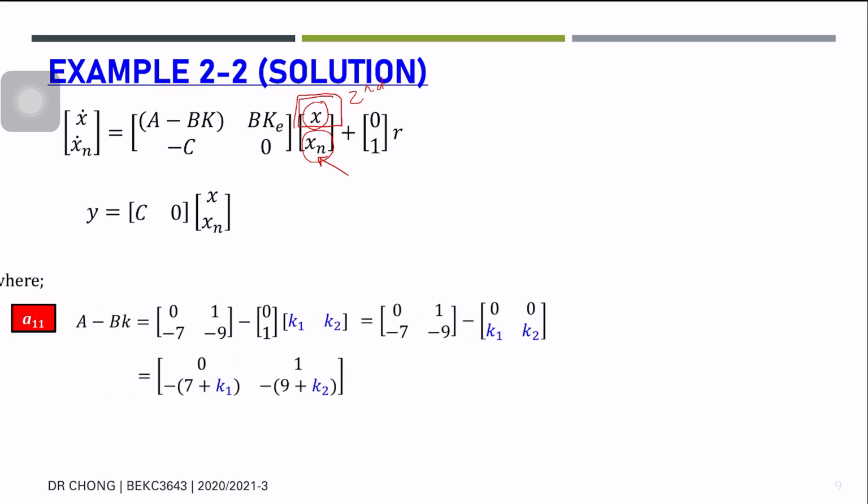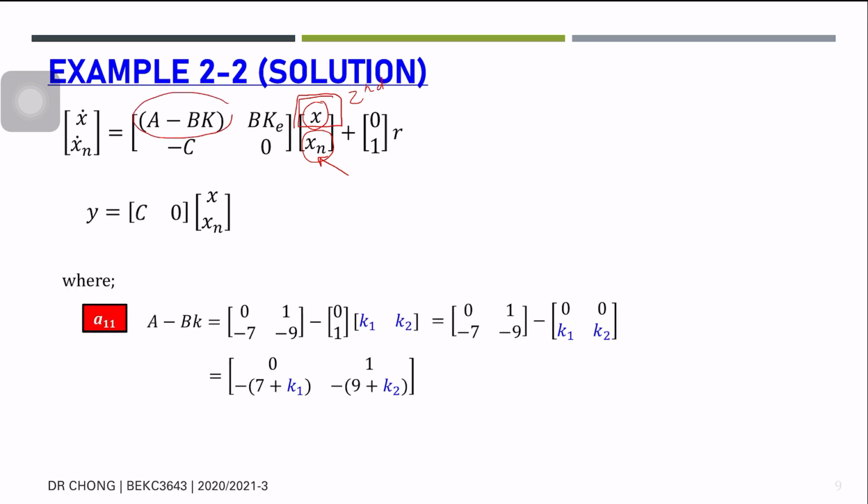And then now we need to find out this. The position is A11. So I just use from the question A and then the B. The K is 2K because the model is 2 by 2. So K1, K2. So until here, this step is still the same as the step feedback. Okay, so you do the calculation, then you get this A11.